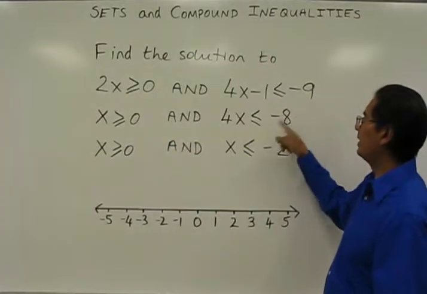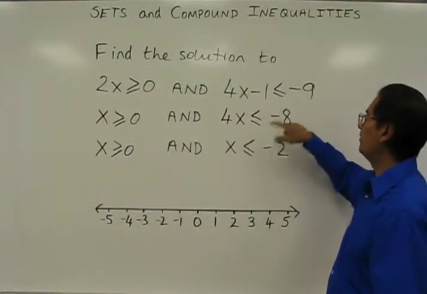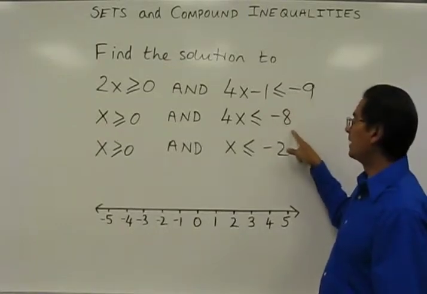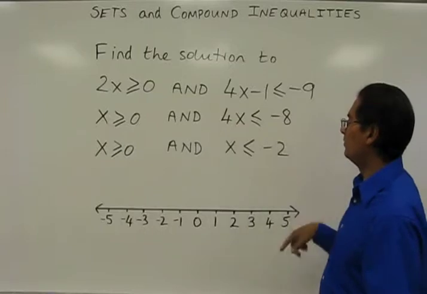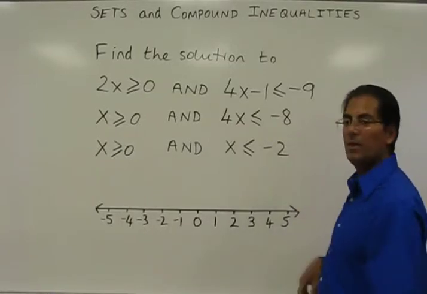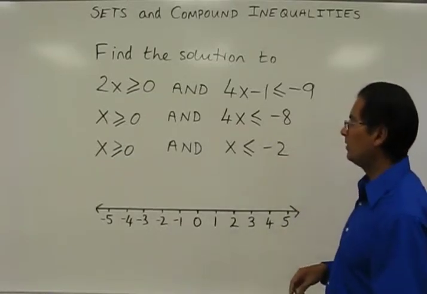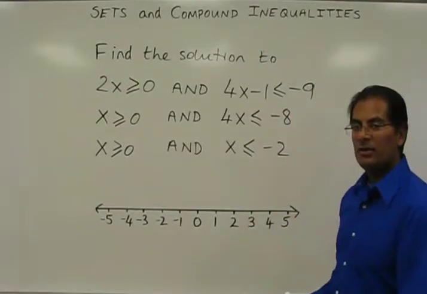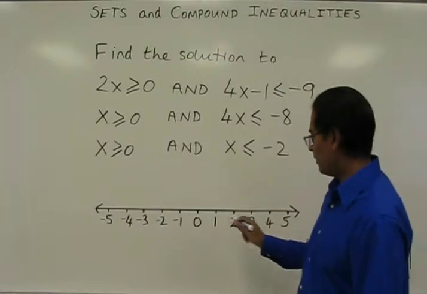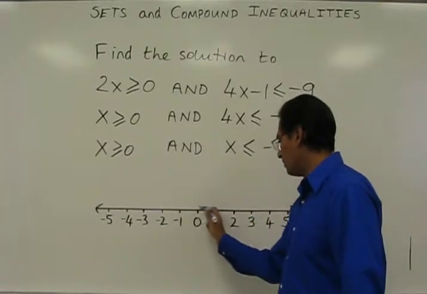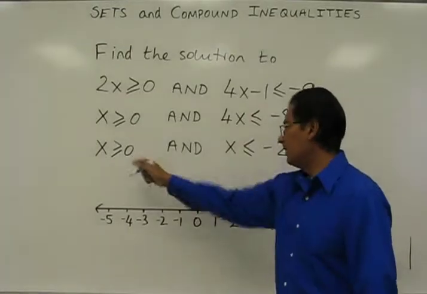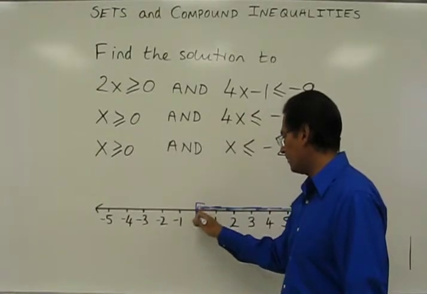And on this side here, what we would do is add 1 to both sides. So minus 9 plus 1 is minus 8. And then divide both sides by 4 to get x less than or equal to minus 2. So we want the solution to x greater than or equal to 0 and x less than or equal to minus 2. X greater than or equal to 0 would be all these numbers here to the right of 0. And since there's an equal sign there, we could use a bracket right at 0.